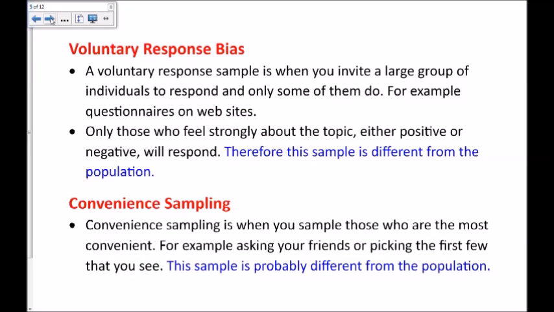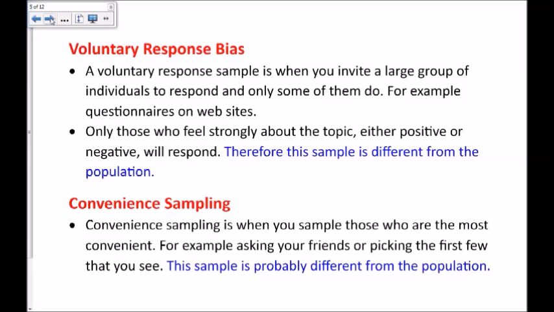So a voluntary response bias is when you invite a large group of individuals to respond and only some of them choose to respond. For example, you'll see some questionnaires on websites, or sometimes, I guess back in the day, they used to mail out surveys and people would return those. Only those who feel strongly about the topic, either positive or negative, will respond. And therefore, the sample is fundamentally different from the population.